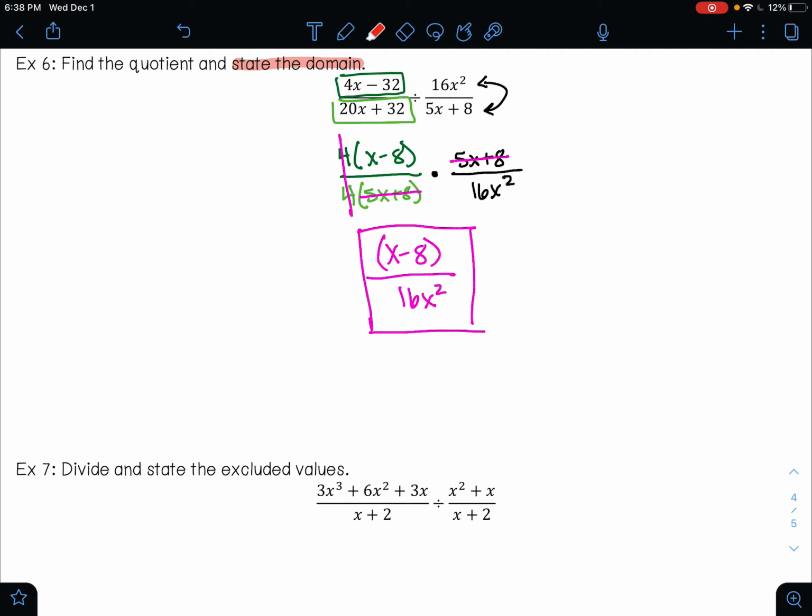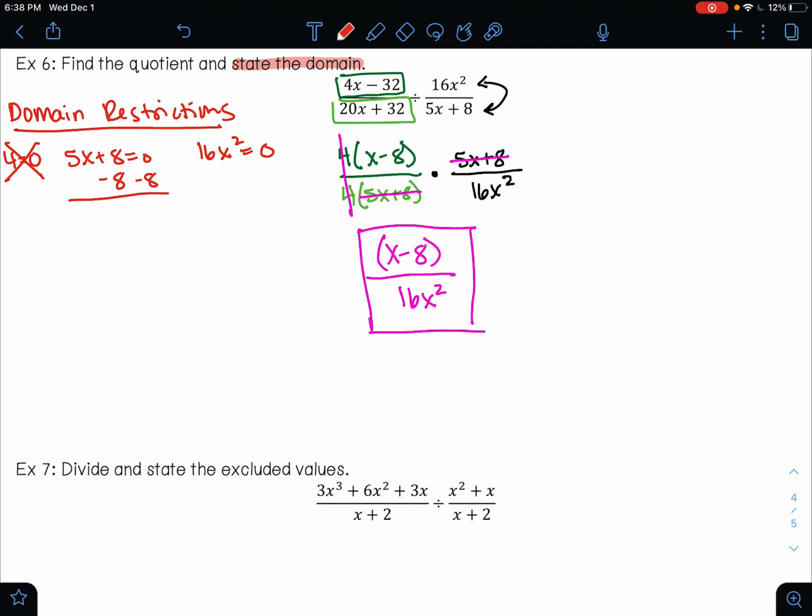So I need to find my domain restrictions, which are the same thing as your excluded values. To do that, take your simplified form of your denominator, so everything that's factored completely, set each factor equal to 0 and solve. So I'll have 4 equals 0, 5x plus 8 equals 0, and 16x squared equals 0. 4 does not equal 0. That's a false statement.